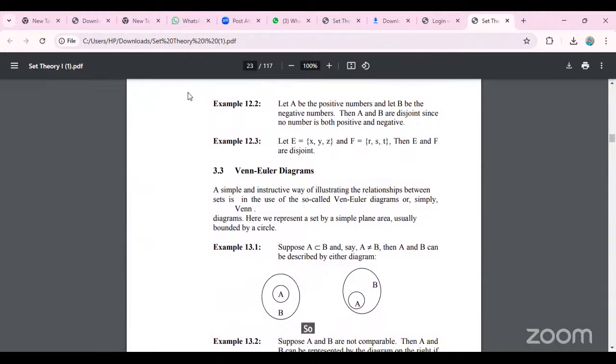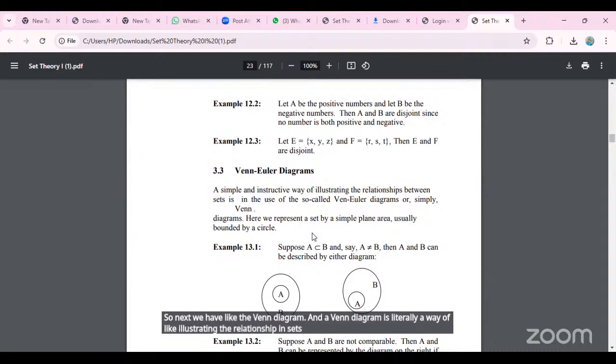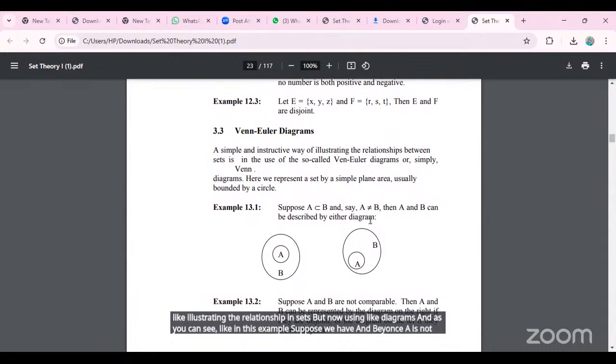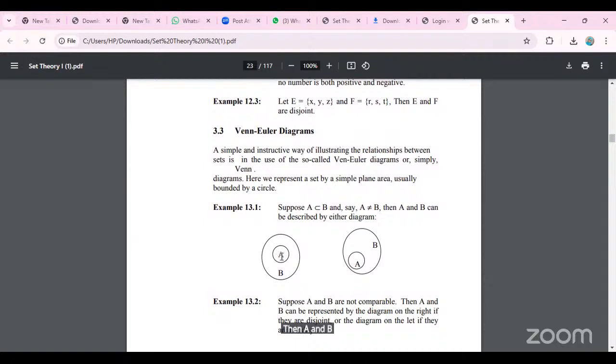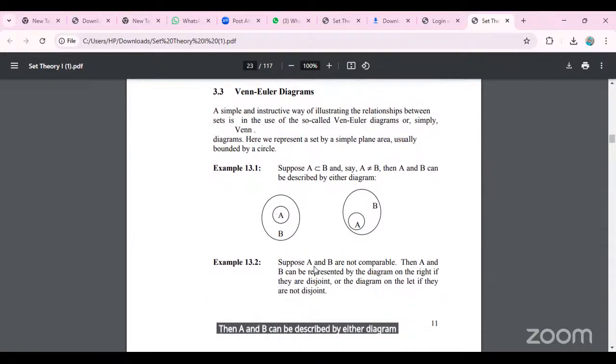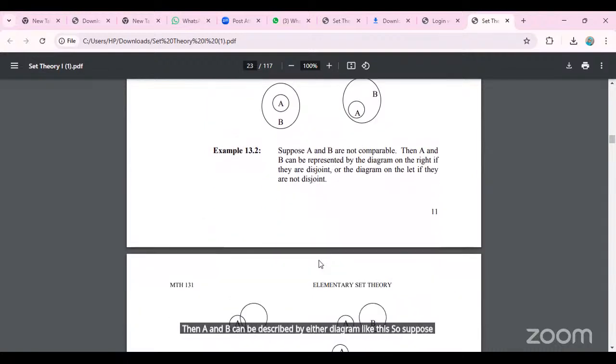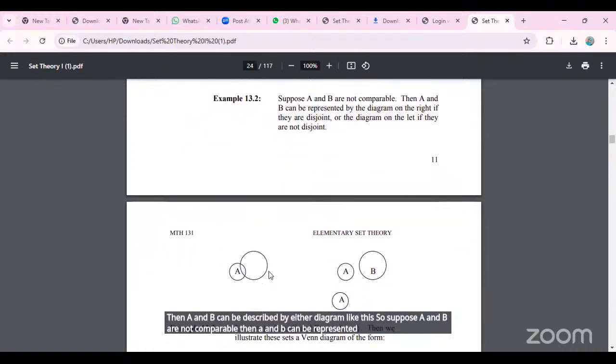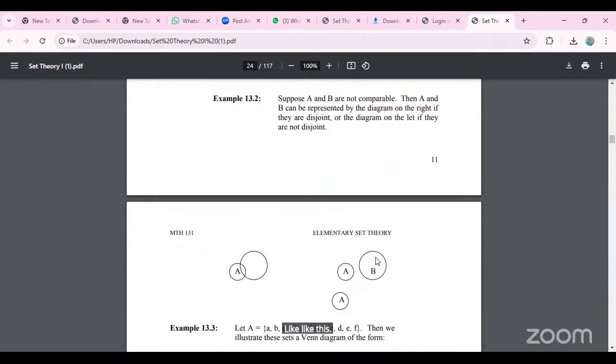So next we have the Venn diagram. A Venn diagram is a way of illustrating the relationship in sets, but now using diagrams. As you can see in this example, suppose we have A and B and A is not equal to B, then A and B can be described by either diagram like this. Suppose A and B are not comparable, then A and B can be represented by a diagram like this. So this A and then this B there.